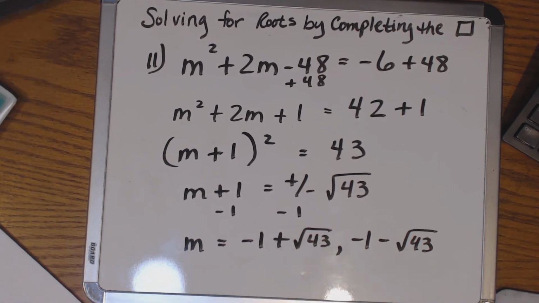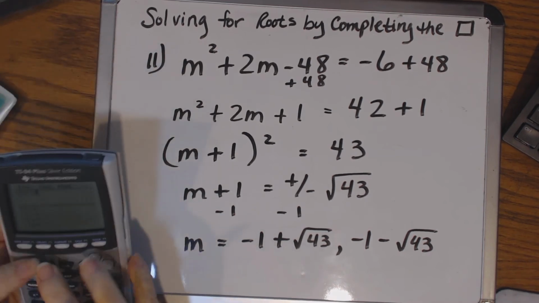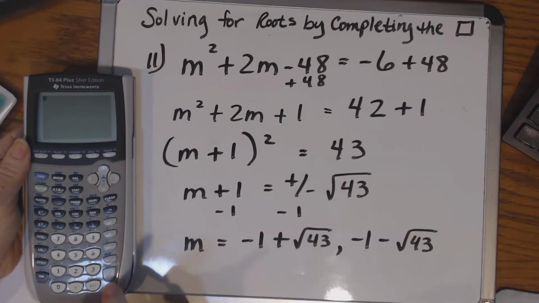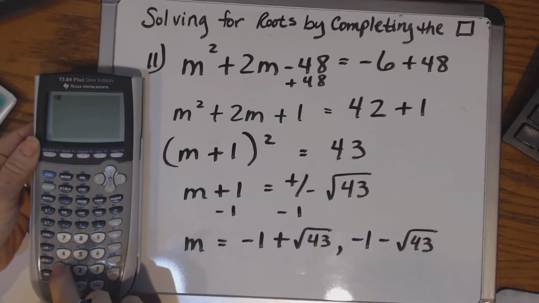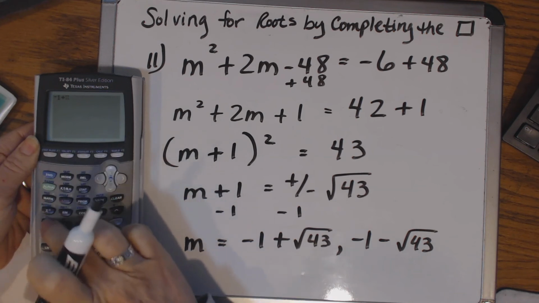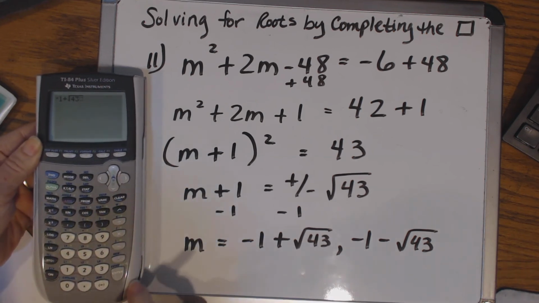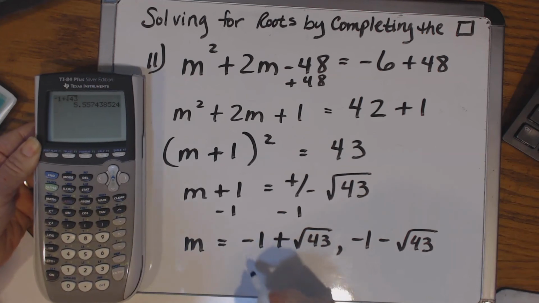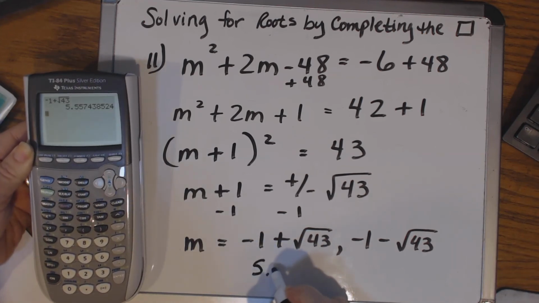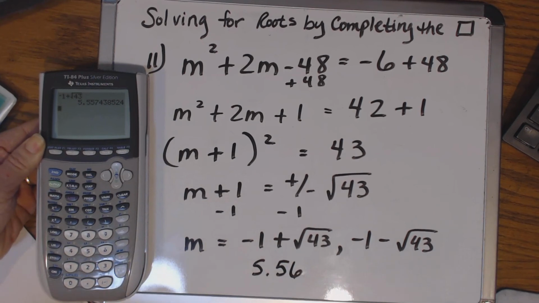I could do decimal estimates if I got my calculator out, which is particularly handy, but on these, you weren't asked for calculator estimates, but make sure that if you do need to calculate a calculator answer that you can do so. Okay, the way I'm going to do this, I'm just going to put my negative 1 plus the square root of 43 right in my graphing calculator. That's going to be my first solution, 5.56 rounded, about. This would be the approximate solution.